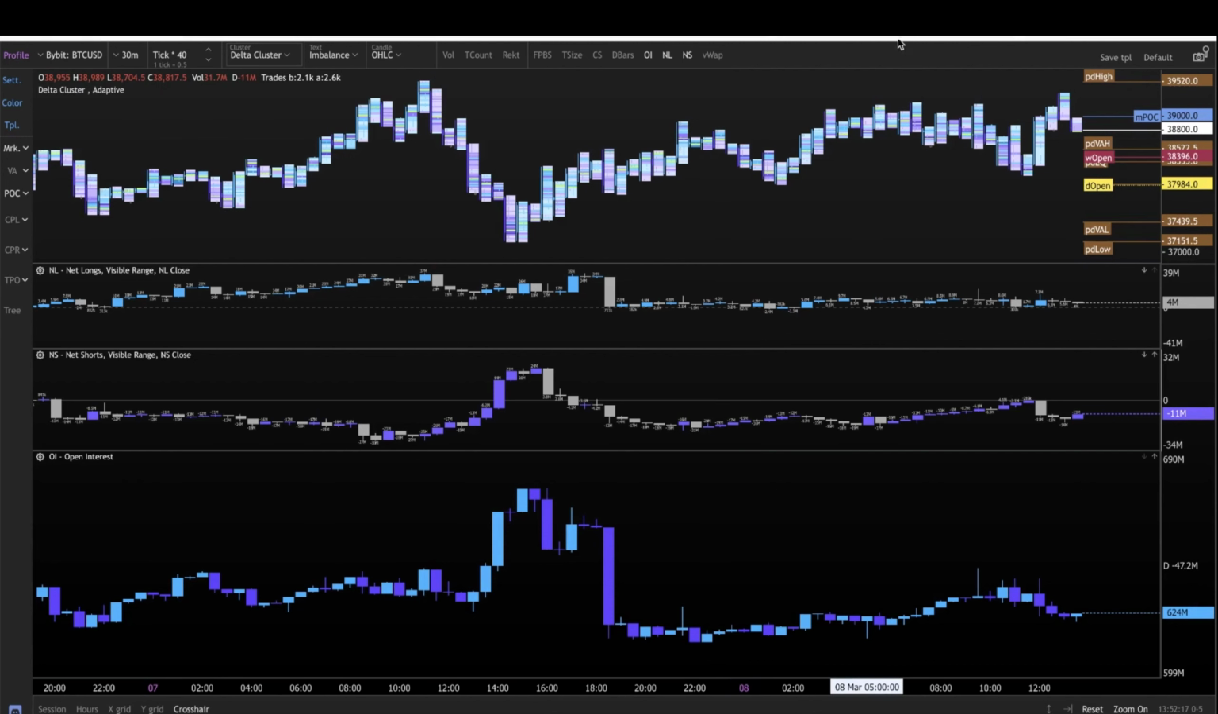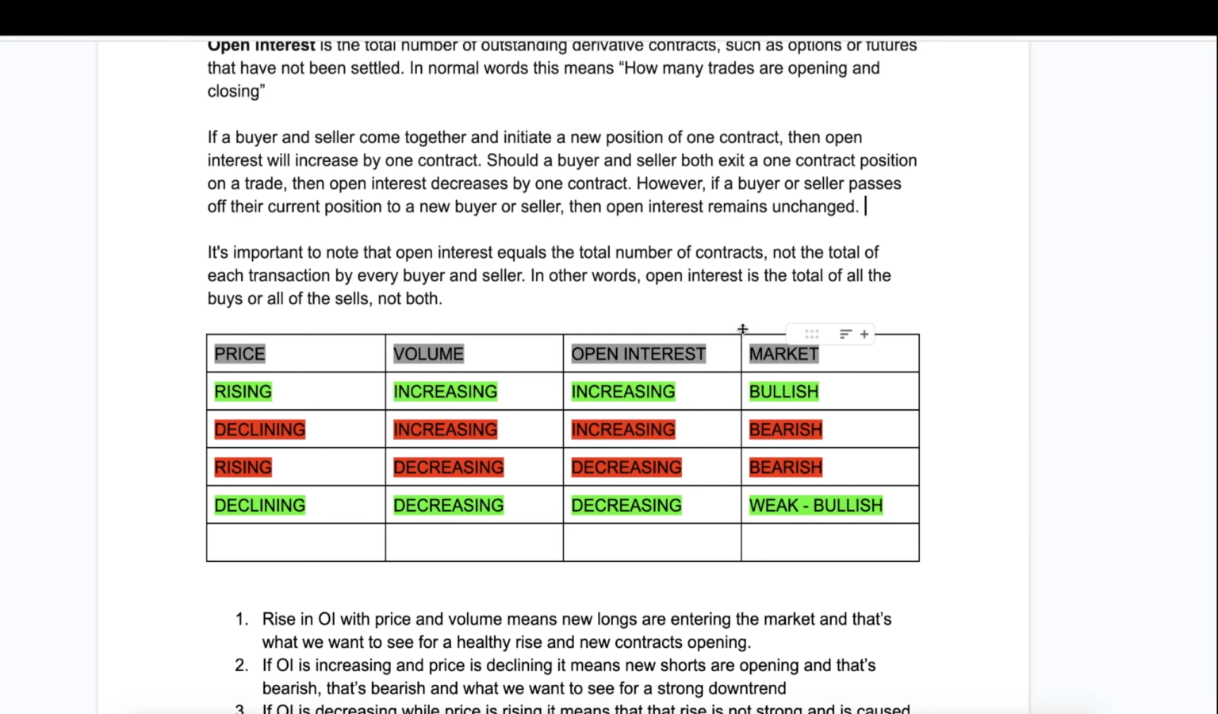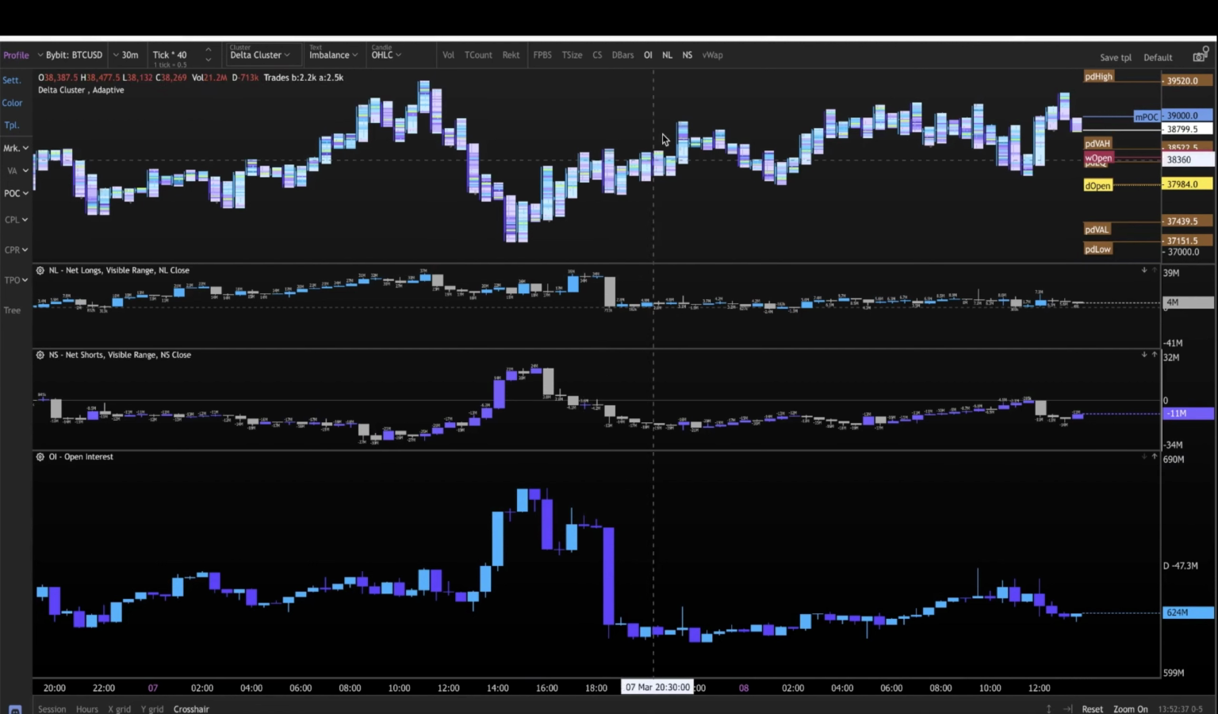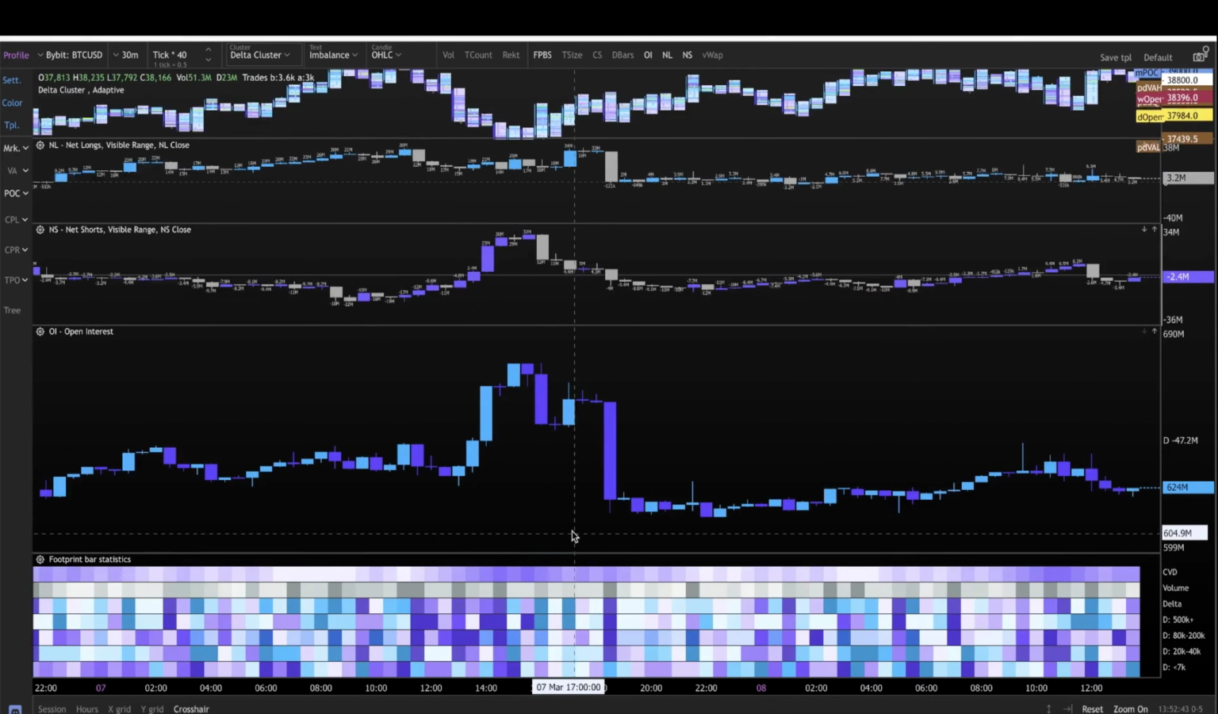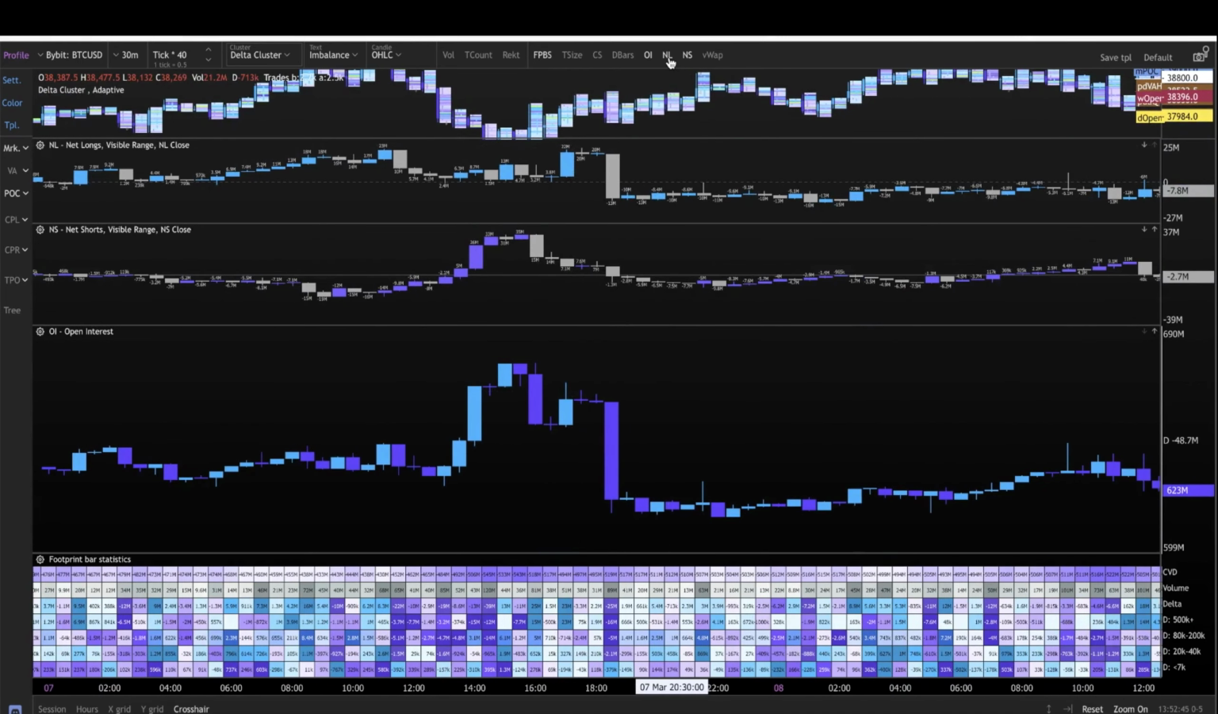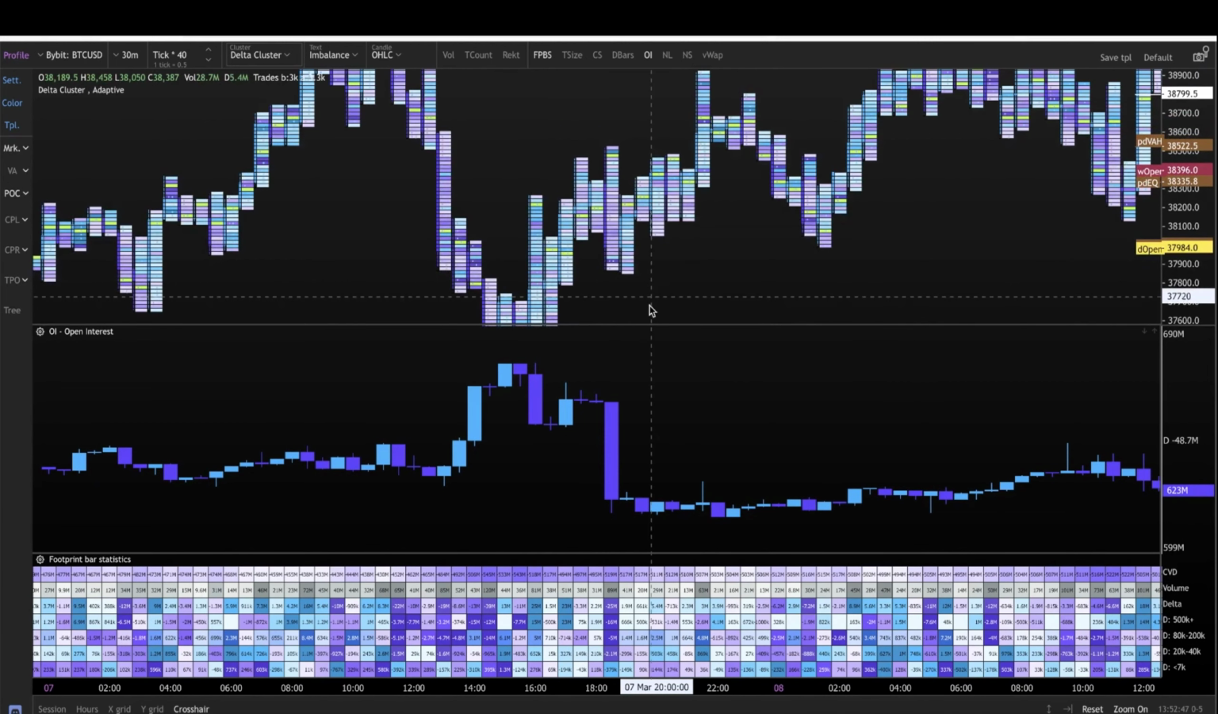But in general, this table right here helps us to know what the market is doing. So if price is going up and volume is increasing and open interest is increasing, that is a bullish market. Okay, and so the way we're going to be looking at this is basically, if we see on our footprint bar statistics, let's turn off net longs and net shorts.